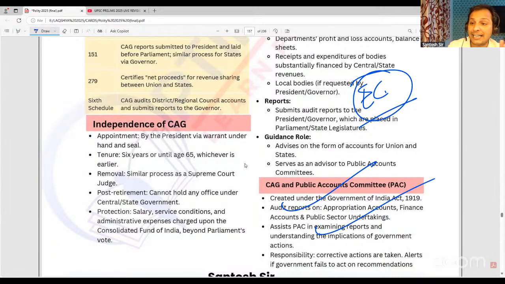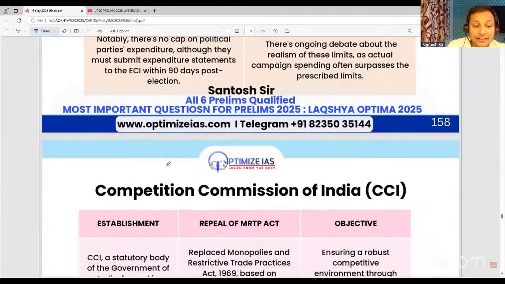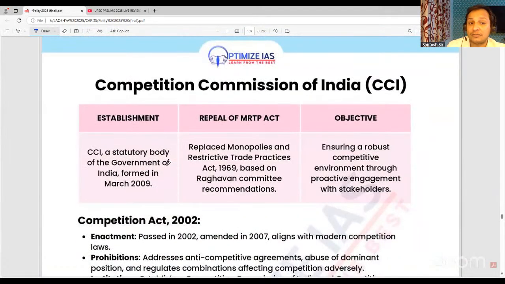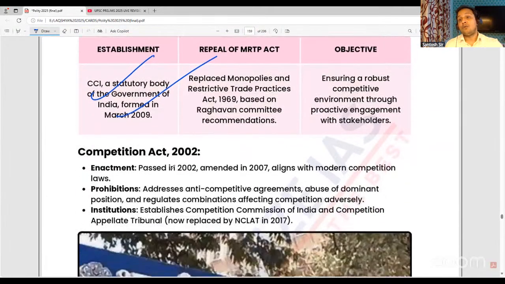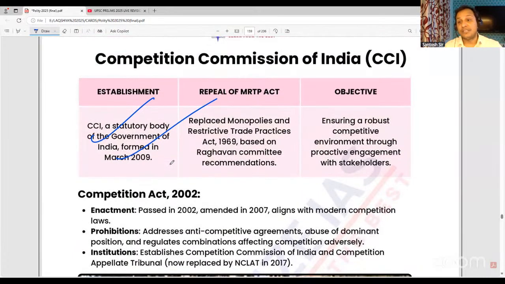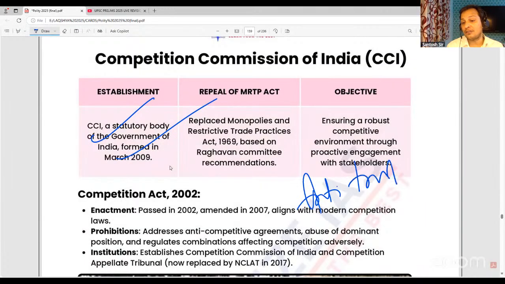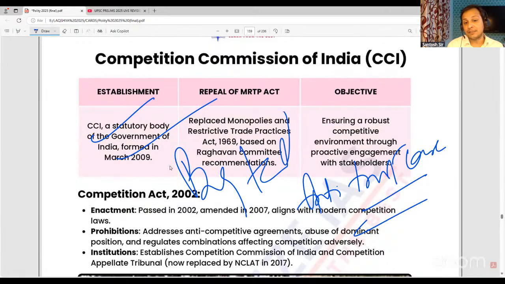Also, guys, the role of CAG and the Public Accounts Committee. This is a very important topic. You may expect a question on that. Next one is the Competition Commission of India, a statutory body. They may ask what its roles and responsibilities are. In recent times it has been in the news because of many antitrust cases against big tech companies. So what are its powers and functions?